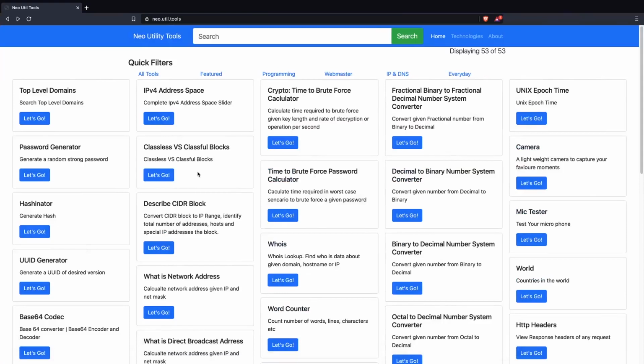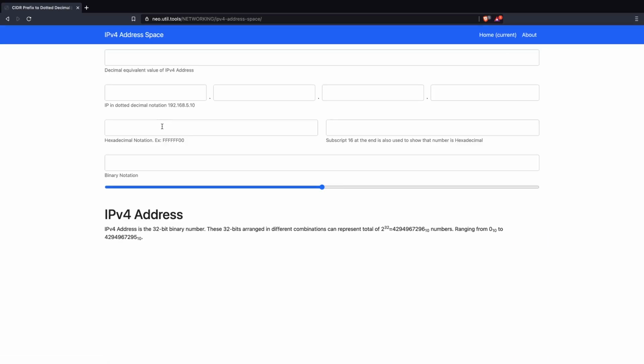Okay, so let's see IP address space today. We have already discussed the IPv4 address, which is a 32-bit string, a 32-bit number, right? And let this tool enhance our understanding.